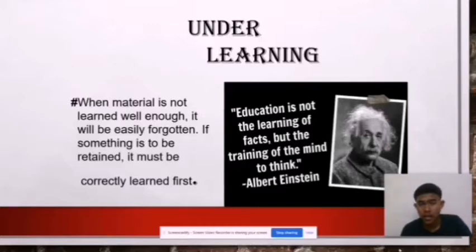Under learning. When material is not learned well enough, it will be easily forgotten. If something is to be retained, it must be correctly learned first. Here is a quote from Albert Einstein. He said, education is not the learning of facts, but the training of the mind to think.